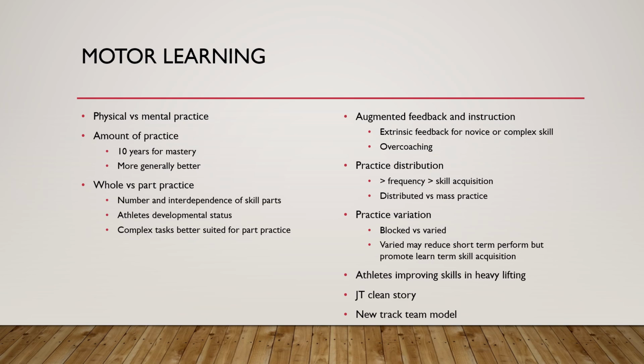And then along the same lines, I'm trying something new with my track and field team this year. With my track and field team, there's various events within the umbrella of being a sprinter. There's short sprints, there's long sprints, there's the horizontal jumps, long jump, triple jump, there's the hurdles, there's the high jump, there's the pole vault.